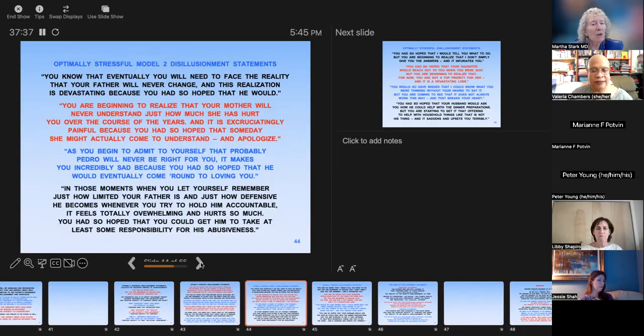Okay, in those moments, the bottom one, when you let yourself remember just how limited your father is and just how defensive he becomes whenever you try to hold him accountable, it feels totally overwhelming and hurts so much. You had so hoped that you could get him to take at least some responsibility for his abusiveness. So you can switch around the order, but basically you're highlighting what they had been hoping. Then you name the reality of their disillusionment.